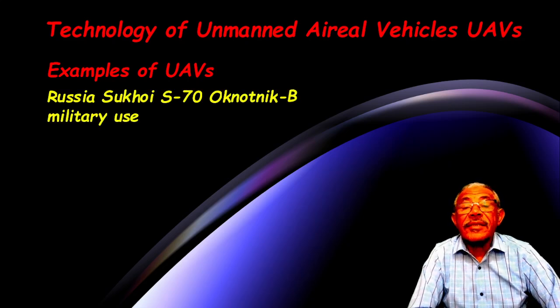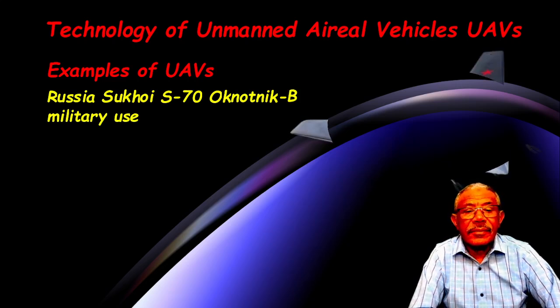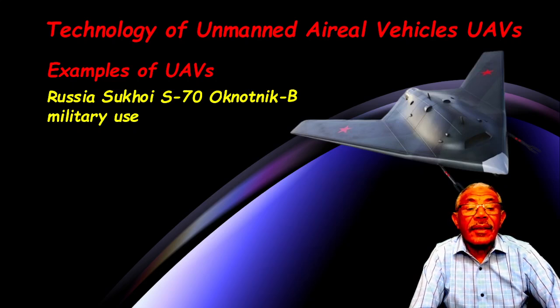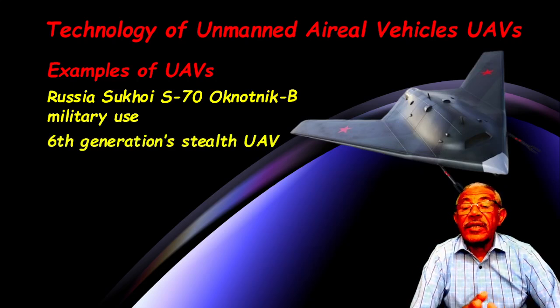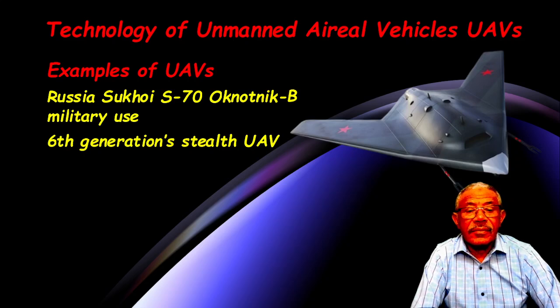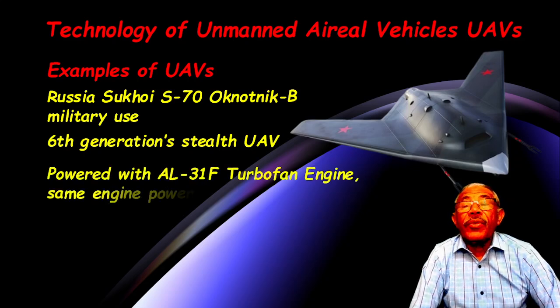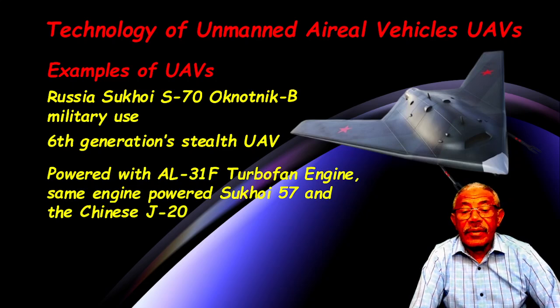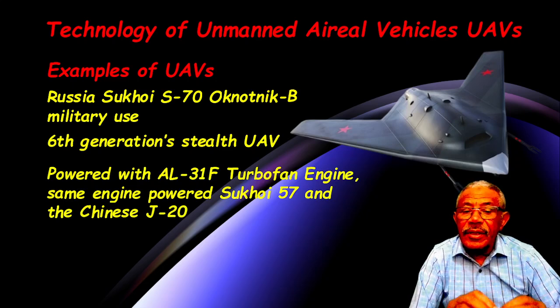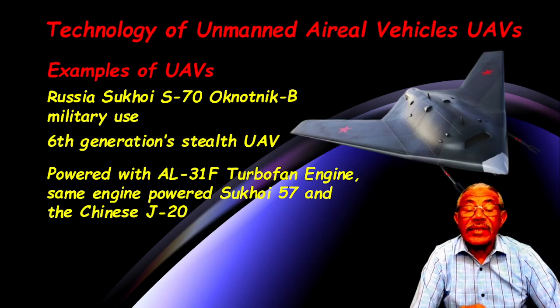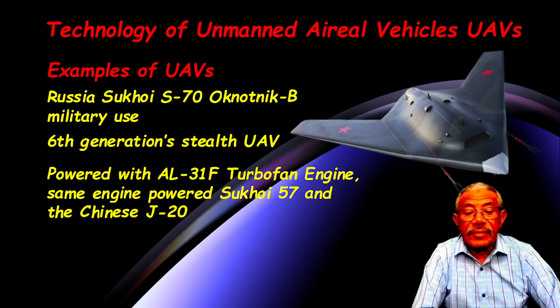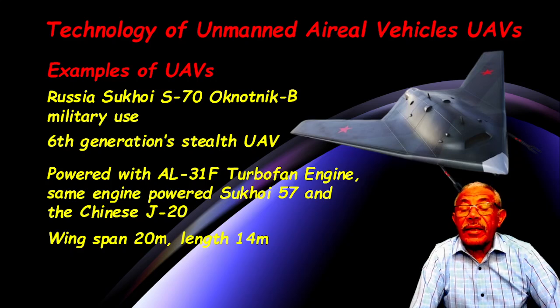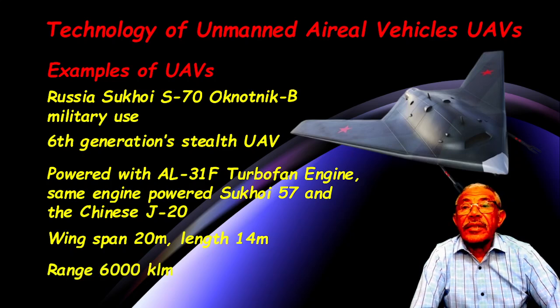Russian Sukhoi S-70 Okhotnik-B. It's a 6th generation stealth UAV. Powered with AL-31F turbofan engine. The same engine powered Sukhoi 57 and the Chinese J-20. Wingspan 20, length 14 meters. Range 6,000 kilometers.